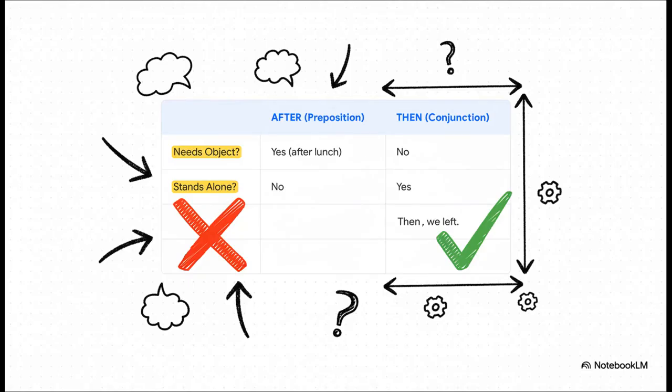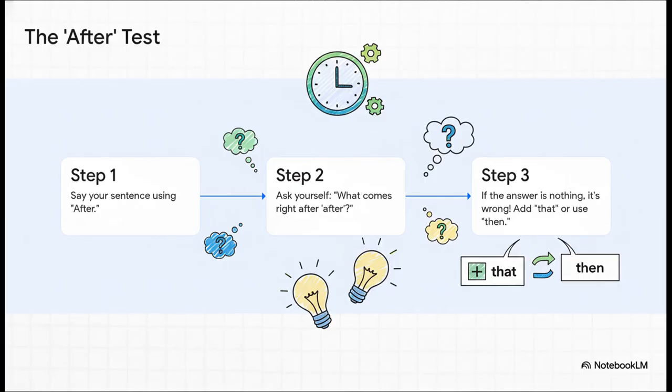This little table breaks it down perfectly. See that first row? After needs an object, then doesn't. So that's why after we left feels, well, incomplete. It's wrong. But then is a free agent. It can stand all by itself to mean next. So then we left is perfect. So I'm going to give you a super simple test you can use anytime you're not sure. Just say your sentence out loud using after, then stop and ask yourself, after what? If there's nothing that comes next, if the answer is just silence, your sentence is wrong. You gotta fix it. Easiest ways? Either add the word that, after that, or just swap the whole thing out for then.